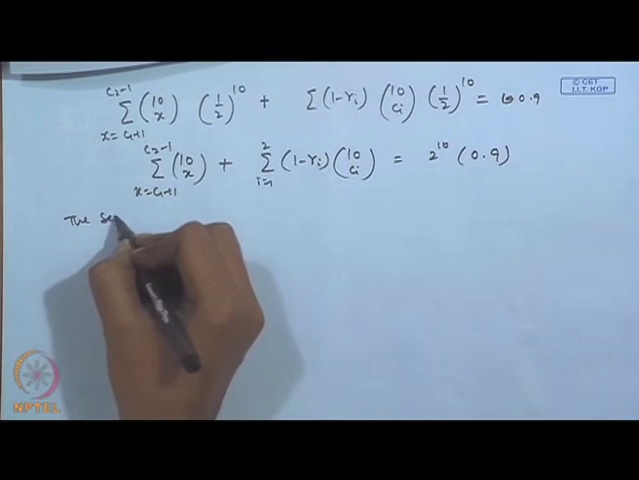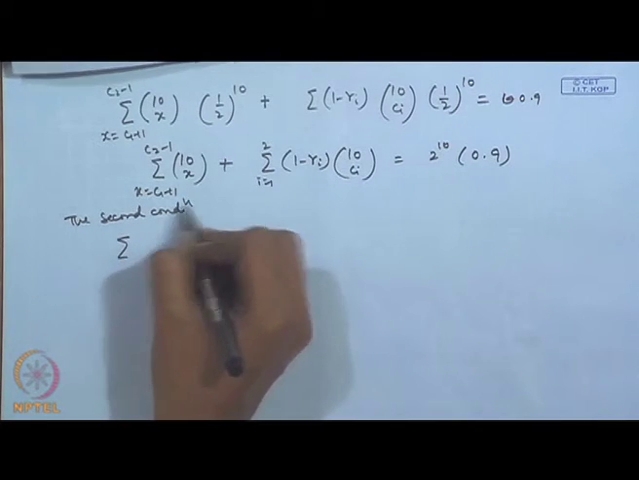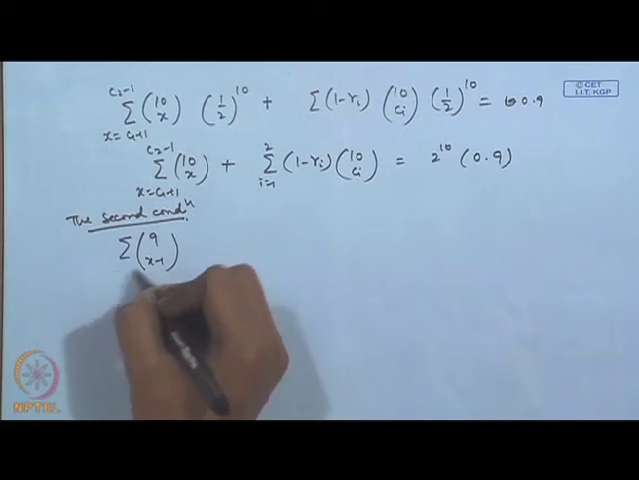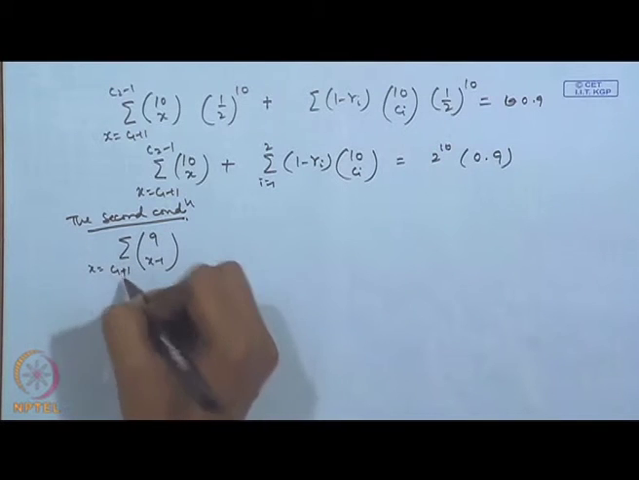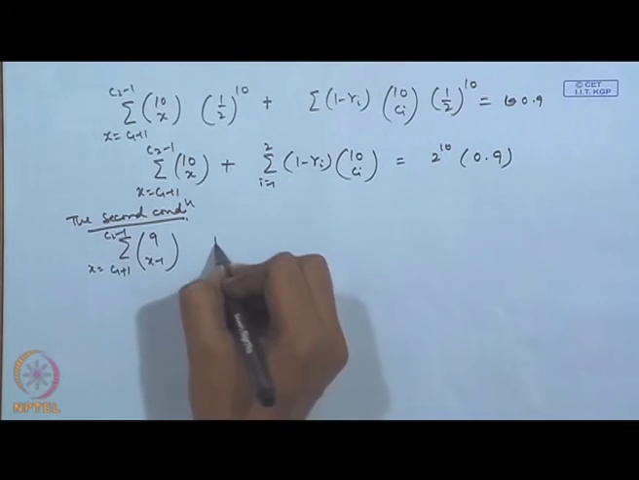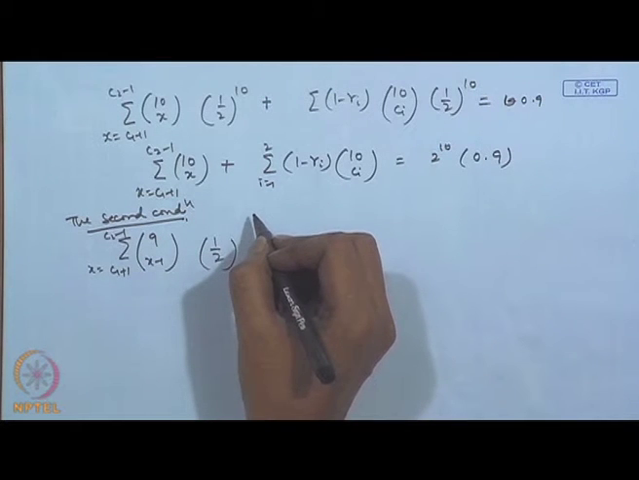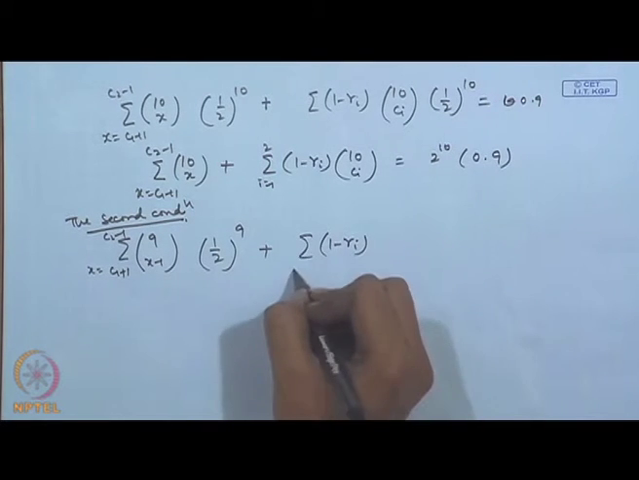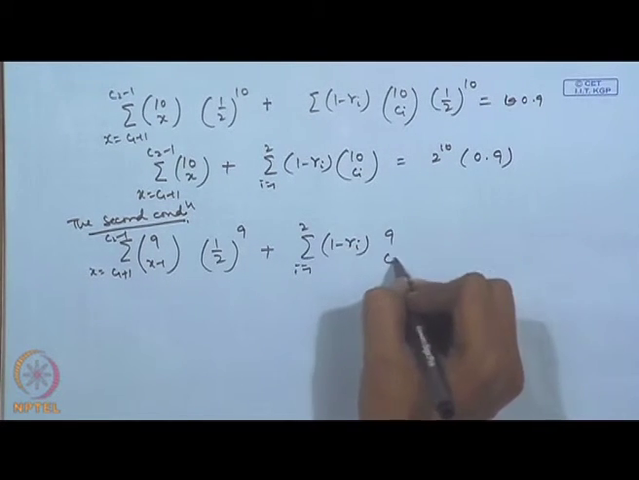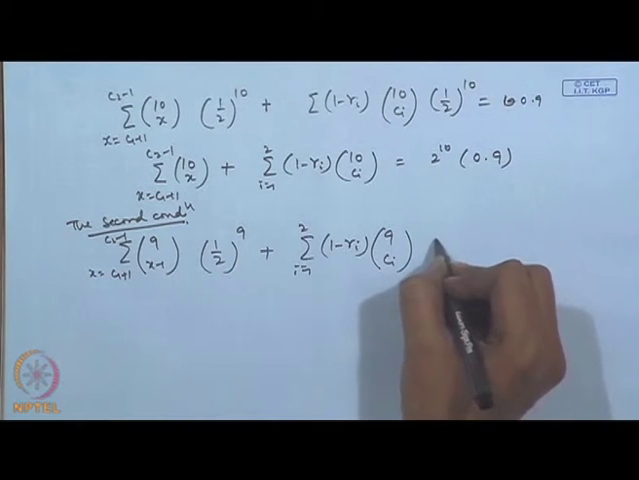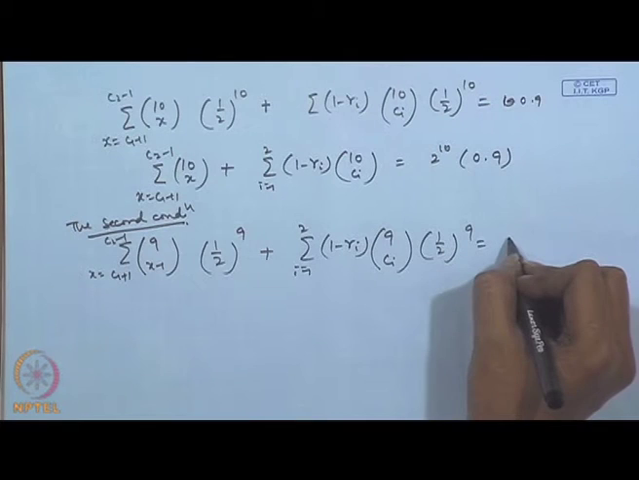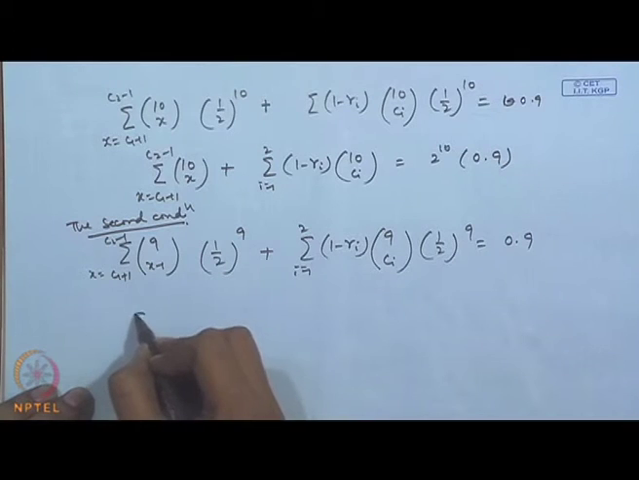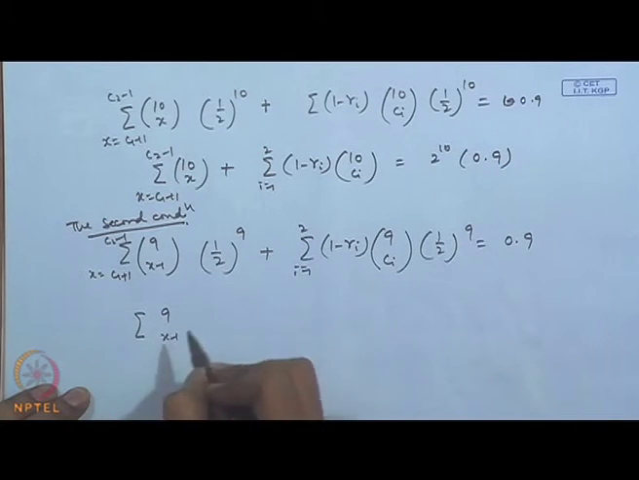the second condition will become sigma 9 Cx minus 1, x is equal to C1 minus 1, C1 plus 1 to C2 minus 1, half to the power 9 plus sigma 1 minus gamma I, i is equal to 1 to 9 C C I, half to the power 9 is equal to 0.9. So, this will become equal to sigma 9 C x minus 1.